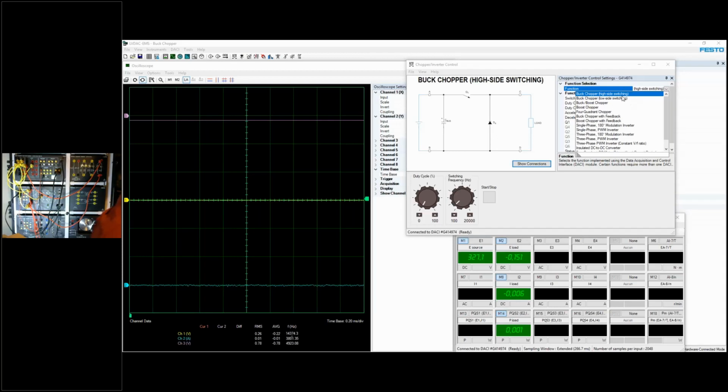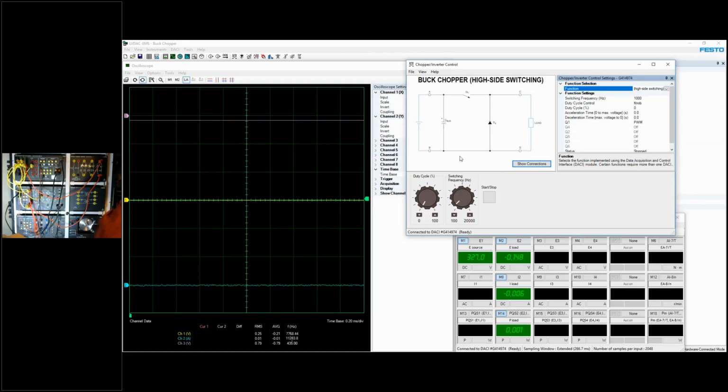Buck chopper, high side or low side switching, buck boost chopper, 4-quadrant chopper, buck chopper and boost chopper with feedback, single phase PWM or 180-degree modulation inverter. Same thing for three-phase: 3-phase PWM inverter with constant V over F ratio, and finally DC motor drive with or without current control. All of these are the object of a specific exercise, and it's all available to you right here. Tonight we will be using 3 of these functions together, and we will start with the buck chopper high side switching.